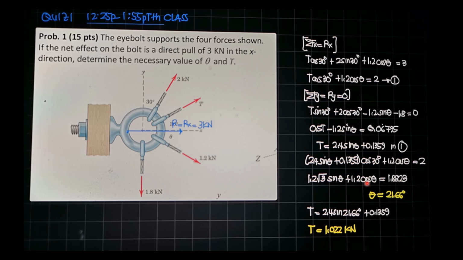Or the other way is you may replace cosine theta by square root of 1 minus sine squared theta, but that's a lengthy process. You're allowed to use your high-tech calculator. So solving for theta, theta is 21.66 degrees from that equation. So having found theta, we substitute it into this expression for T. So 2.4 sine of 21.66 degrees plus 0.1359, then the value of T is 1.022 kilonewtons. So that's it for this first problem.